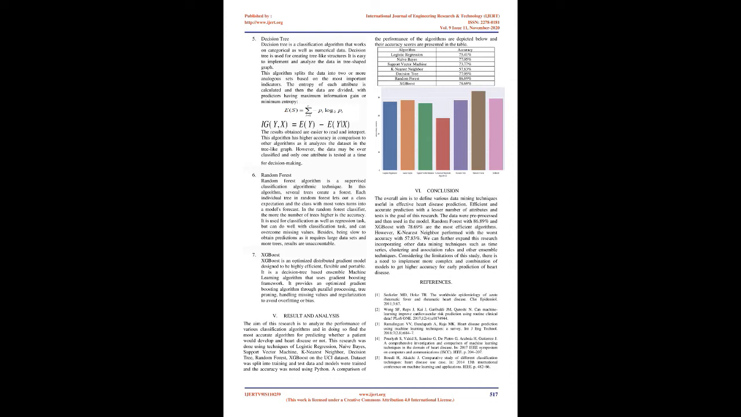Oldpeak is the ST depression induced by exercise. Slope is the slope of the peak exercise ST segment. CA is the number of major vessels colored by fluoroscopy. Thal is the duration of the exercise test in minutes, and num is the class attribute. The class attribute has a value of 0 for normal and 1 for patients diagnosed with heart disease.